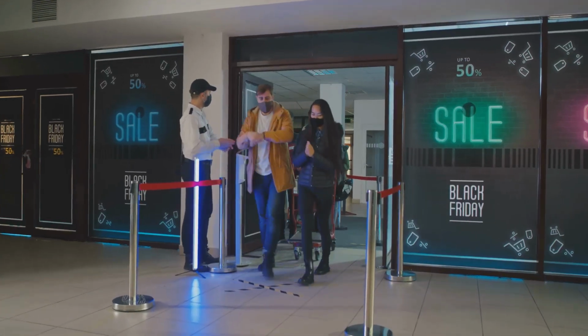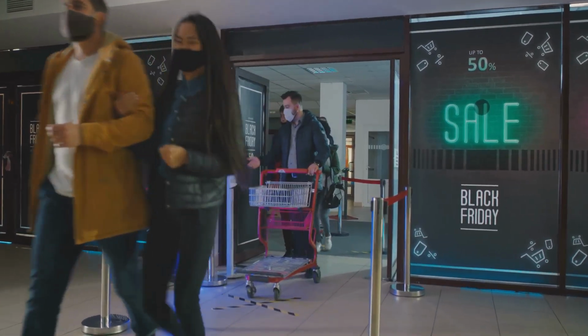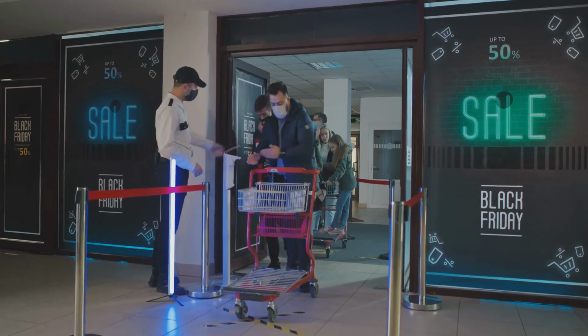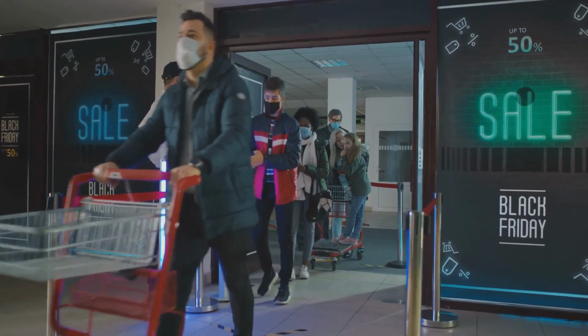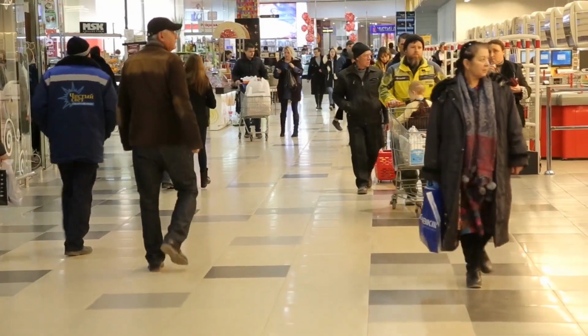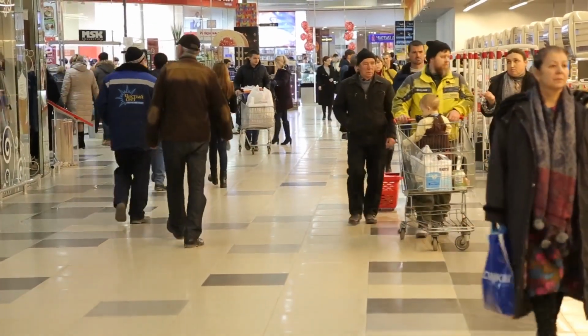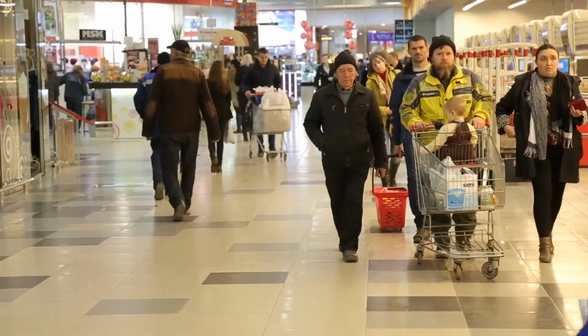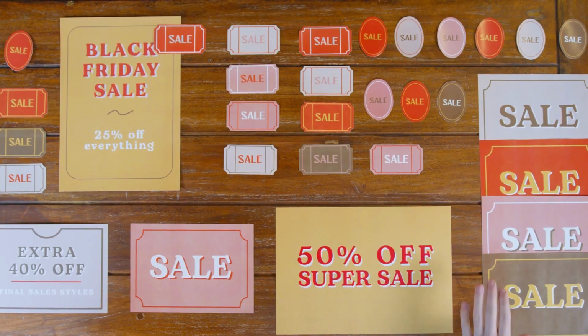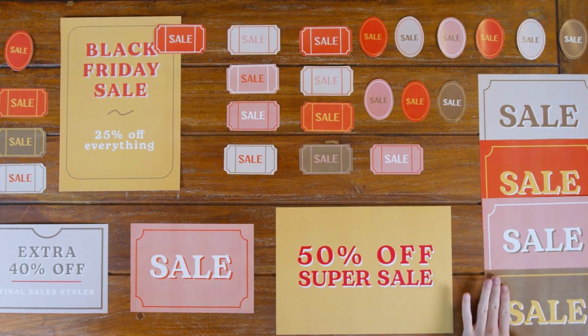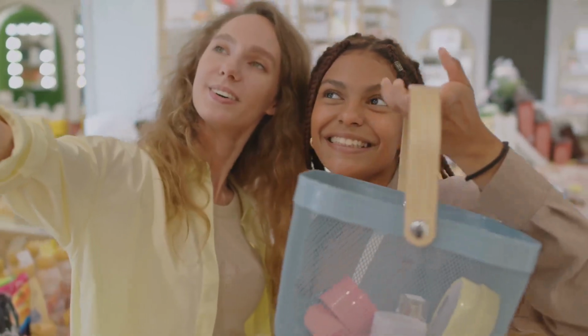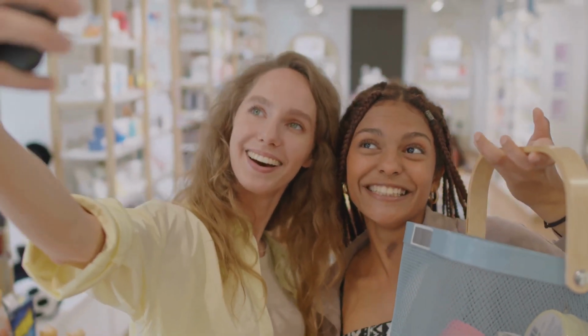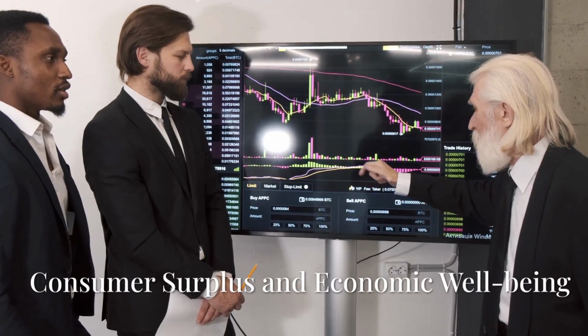Second, lower prices can attract new buyers who were previously unwilling or unable to purchase the product at the higher price point. These new buyers now contribute to the overall consumer surplus in the market. This dynamic relationship between price and consumer surplus highlights the importance of competitive markets. When businesses compete, they often lower prices to attract customers, leading to increased consumer surplus and greater overall economic welfare.